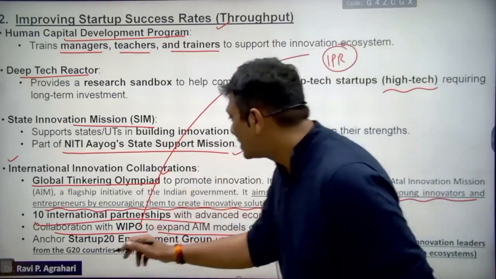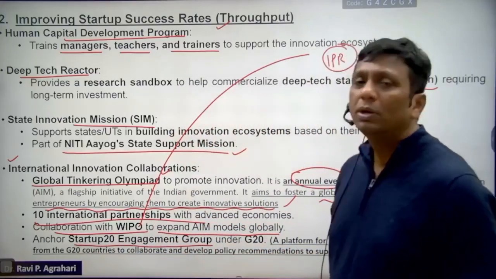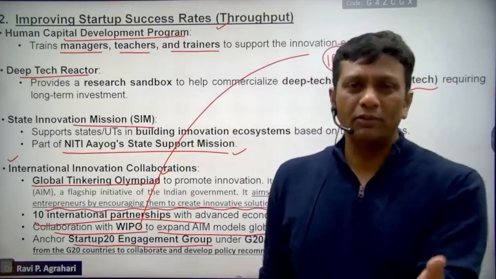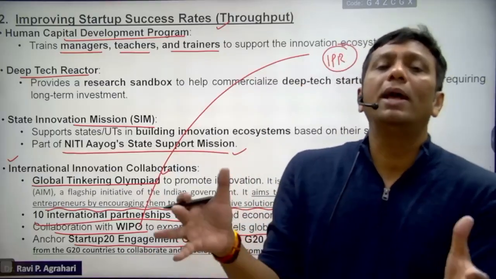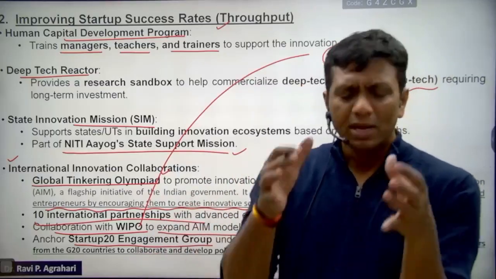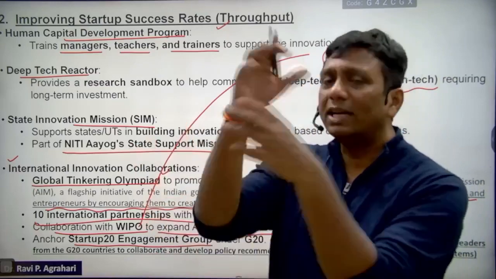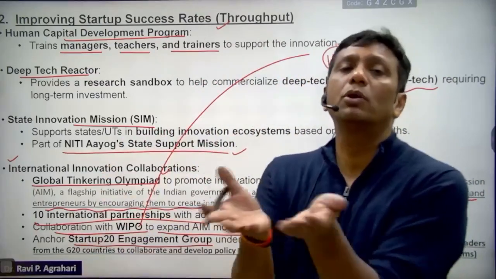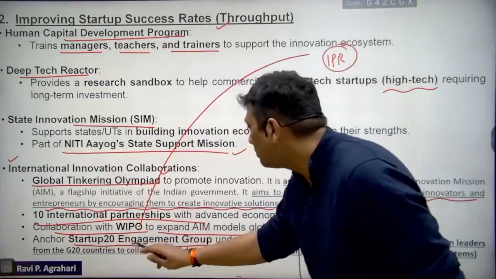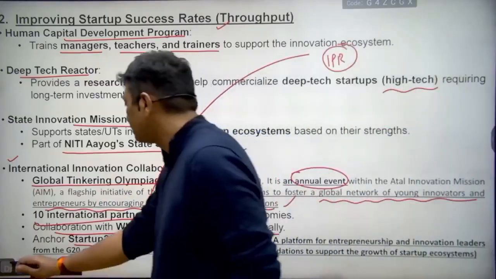And one thing, guys, Startup 20 Engagement Group is a group of G20 countries. So the G20 countries group has some collaboration with our startups, and they are trying to help at the international level. So of course our startups are also getting the help of the Startup 20 Engagement Group.